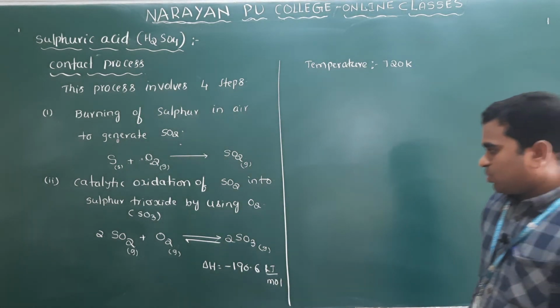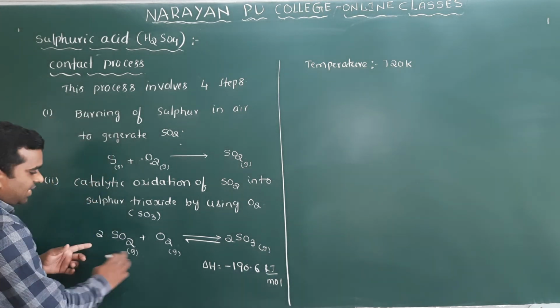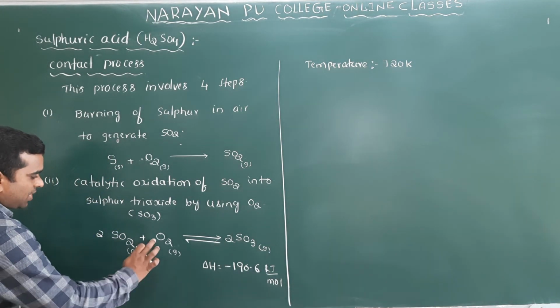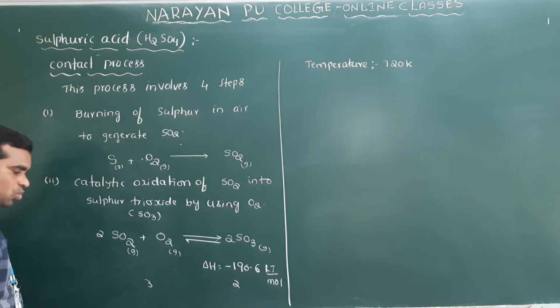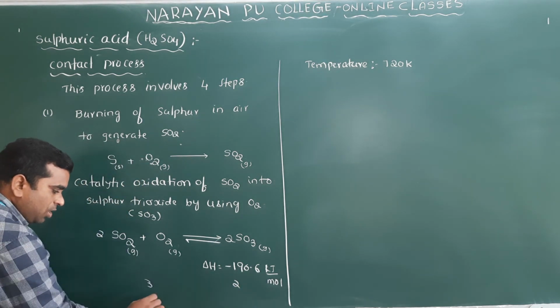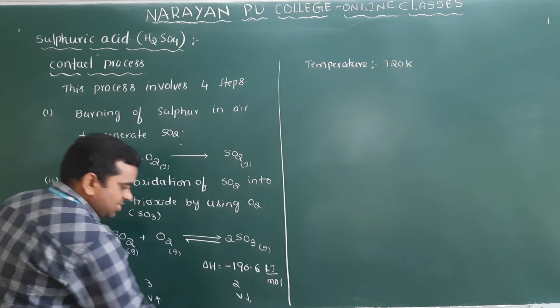Clear ma? And next one, pressure also. You know that here, how many moles are there in the reactant side? Gas moles 2 plus 1, here 3, but on the product side the number of moles is 2. So the moles decrease, and the volume also decreases. On the reactant side the volume is higher, and on the product side the volume decreases.